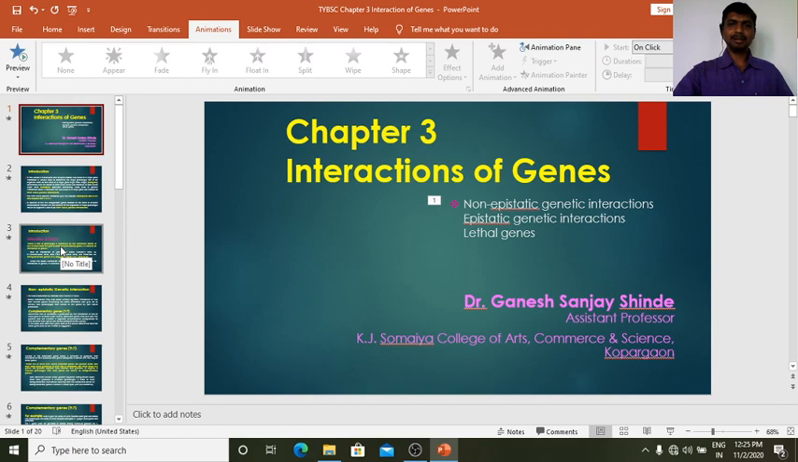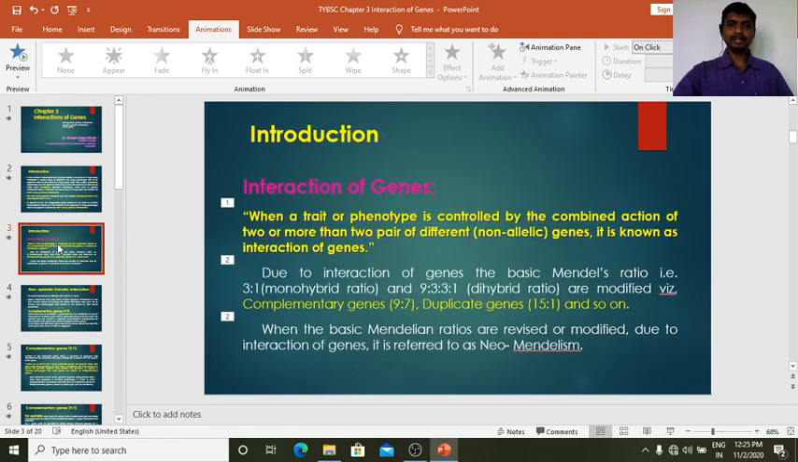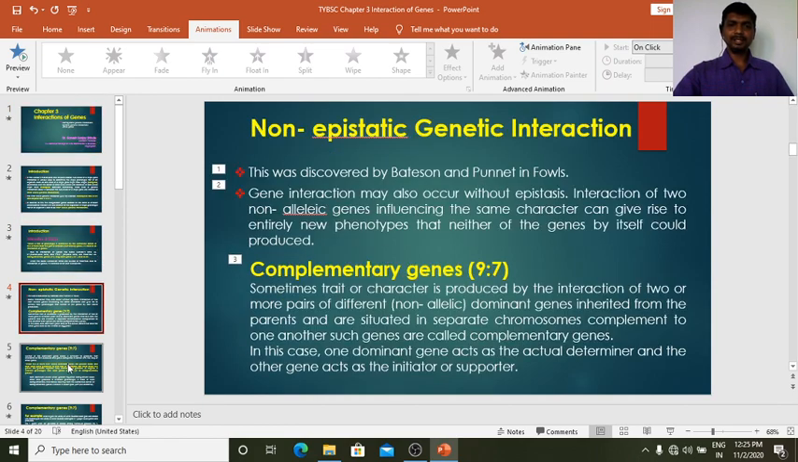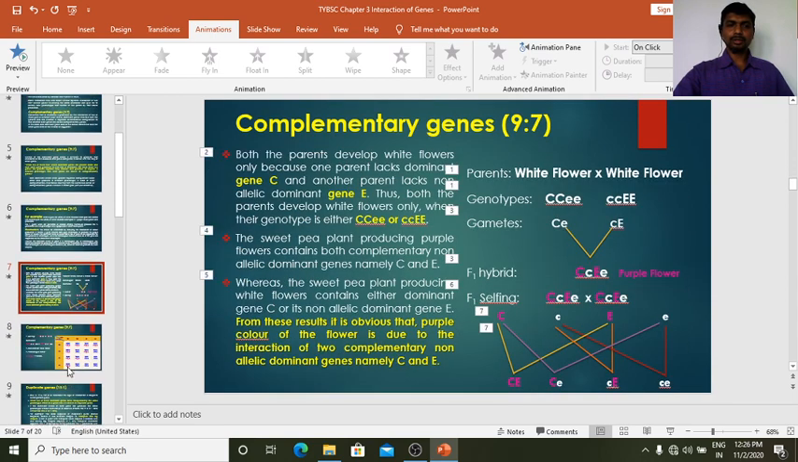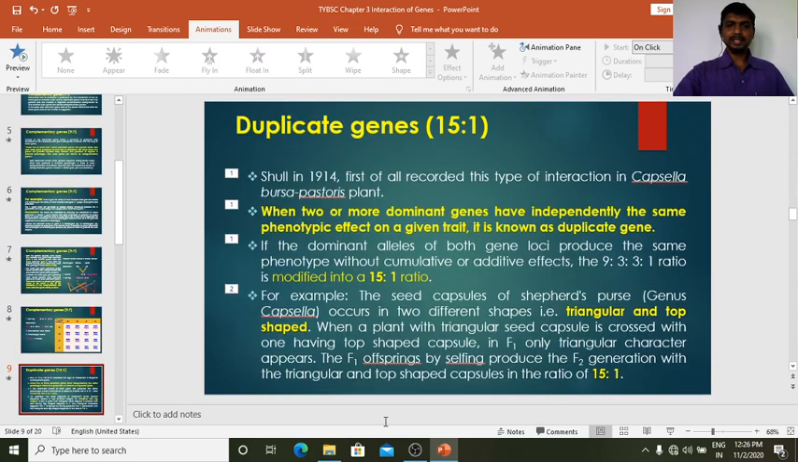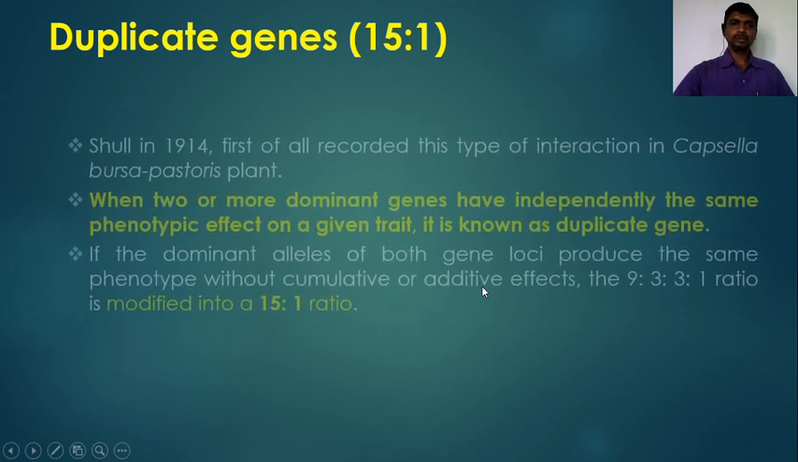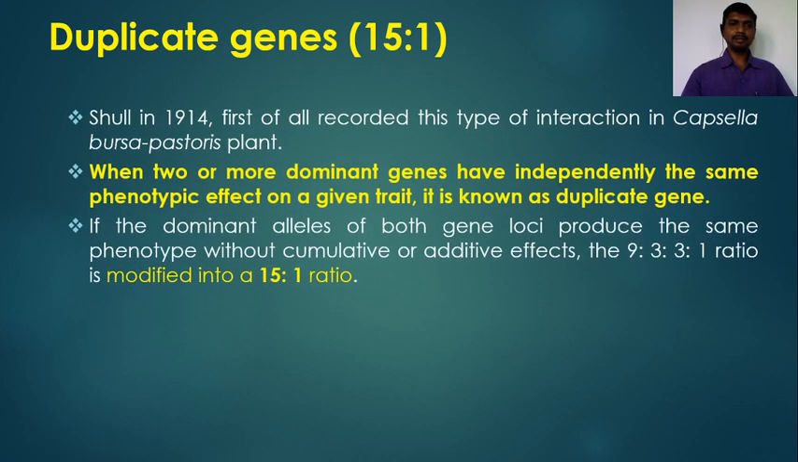In this non-epistatic genetic interaction, we first saw the complementary genes. The ratio is 9:7. Now, in this lecture, I am going to talk about duplicate genes, where the dihybrid ratio is 15:1. Schull in 1914 first recorded this type of interaction in the Capsella bursa-pastoris plant.